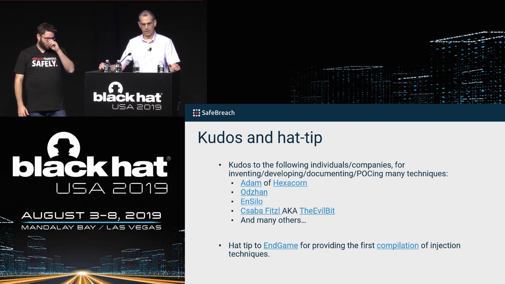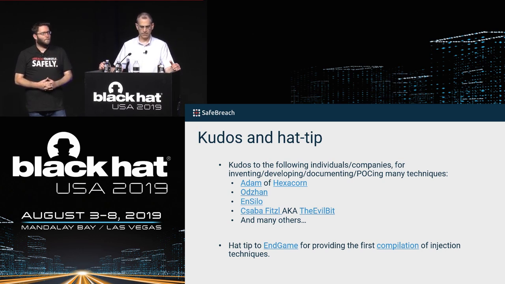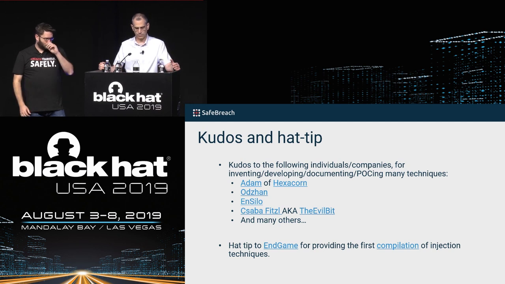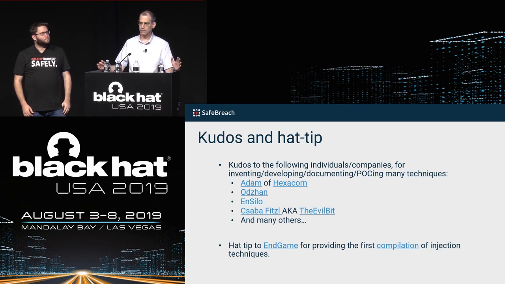Before we proceed, let me give some kudos to the individuals and companies for inventing, developing, documenting, and providing proof of concept to many, many process injection techniques. Among them are Adam of Hexacorn, Ojan, the people at enSilo, and Zaba Fitzel, also known as the Evil Bit, and there are, of course, many, many more authors and contributors. And of course, hat tip to Endgame for providing the first compilation of injection techniques, although not all of them were true process injection techniques.